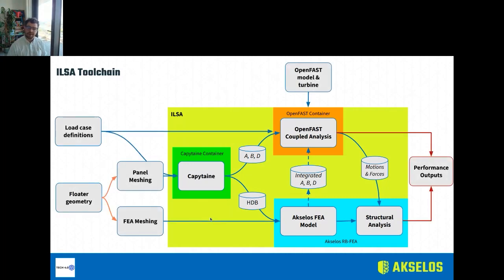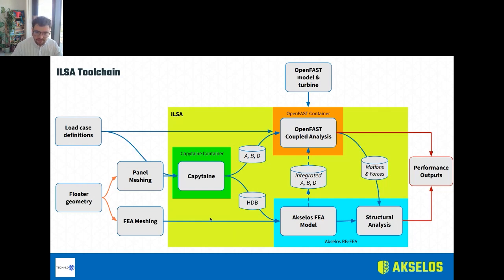So what goes into the ILSA toolchain? As you'd expect, we have inputs for each of these solvers: the Capitan, the OpenFAST, and the FEA solver. So we don't make things too complex, we just take existing models. We use the panel mesh for the Capitan solver, the FEA mesh and model for the Akselos solve, and the OpenFAST model for the OpenFAST solve. On top of that, we have an extra input, actually a single input, which is the definition of the load cases. This is an input file that contains all the load cases and all the different parameters of these load cases.